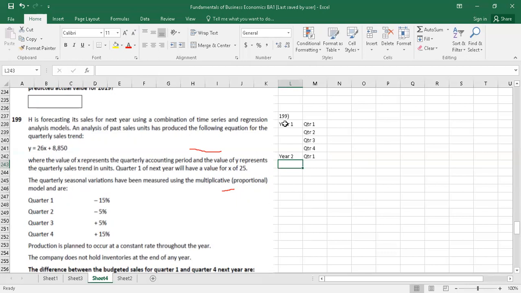The quarterly seasonal variations have been measured using the multiplicative model. The quarter one of next year will have a value for X of 25.